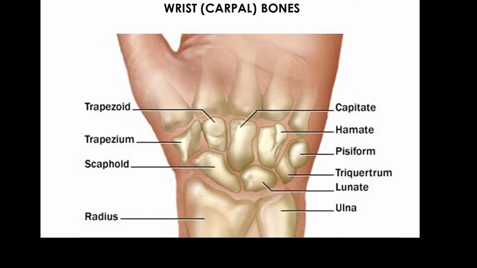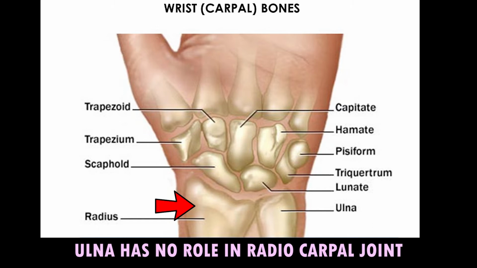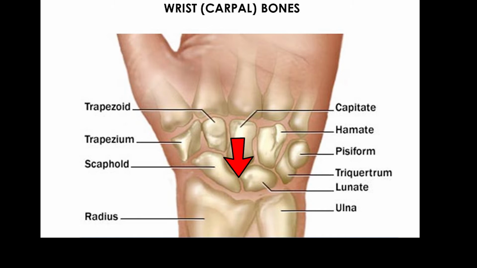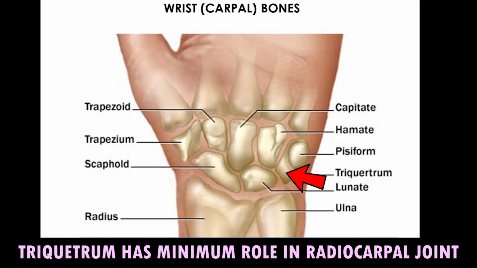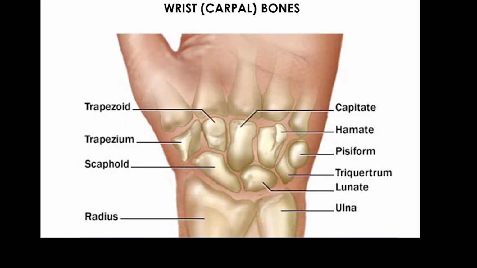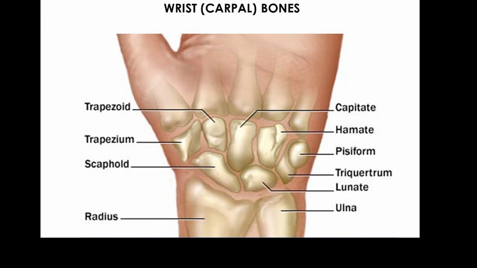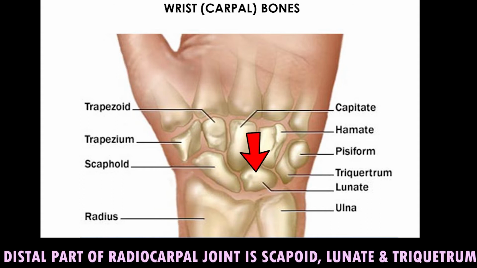Back to the radiocarpal joint. The radiocarpal joint is formed by the radius, and guys, there is something known as the TFCC, triangular fibrocartilage complex, I will tell you about that, and the carpal bones. Only 3 carpal bones take part in your radiocarpal joint: scaphoid, lunate and triquetrum. Again, if I summarize, the proximal segment of the radiocarpal joint is your radius and the TFCC, and distally it is formed by the scaphoid, lunate and triquetrum.